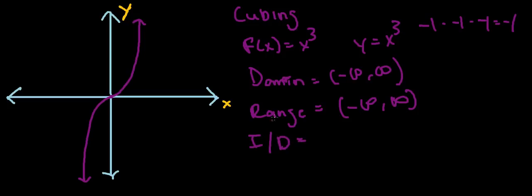Increasing, decreasing. Again, read it like a book. Our y's are increasing from negative infinity to 0, and from 0 to infinity. It just keeps increasing forever. It's never not increasing. So we say it's increasing from negative infinity to positive infinity. Even odd.